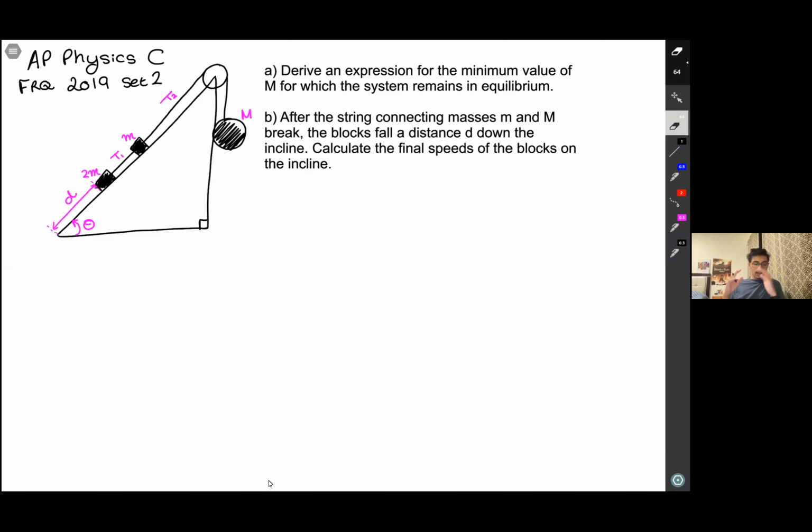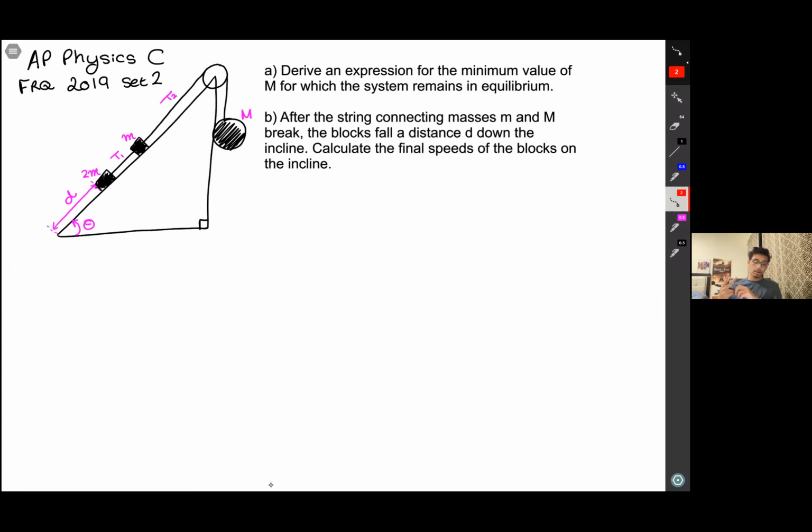All right, so over here, I have a simple system. It's basically a big mass of mass M connected by an inclined pulley system to two connected particles, one of mass M and one of mass 2M. So the question is, first of all, derive an expression for the minimum value of capital M, so this block over here, for which the system remains in equilibrium position.